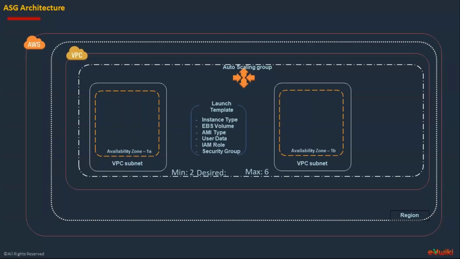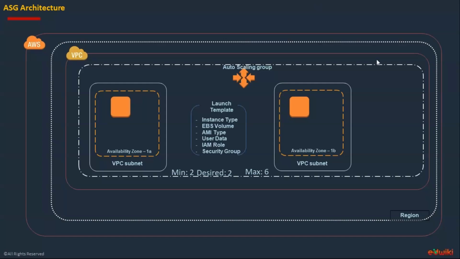The desired value is the number that AWS will decide. That means you are telling AWS, hey, please maintain 2 servers always, and if need be, go up to 6 servers. How many servers it needs at a given time is configured as the desired value. Initially, when you set this up, the minimum value will become the desired value. Then AWS will start creating 2 servers for you as per the minimum.